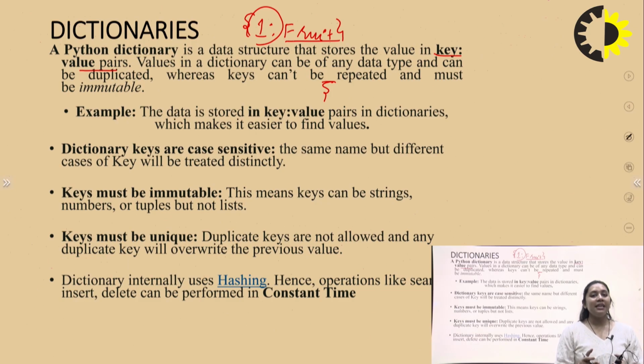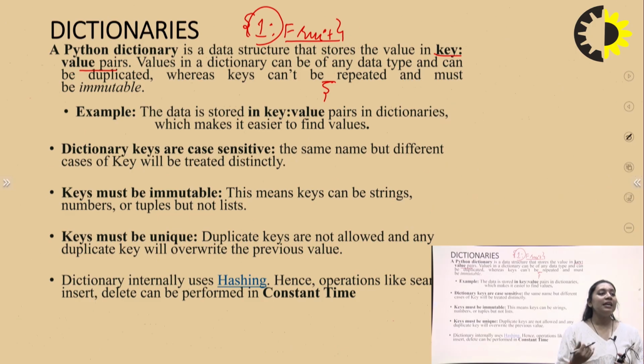Next, keys must be immutable. As I discussed earlier, the keys defined in a dictionary are immutable. So once the key is created, it can be in the form of a string, number or tuple, but not a list. You cannot use a list as a dictionary key, but you can use a tuple or any string value, right?